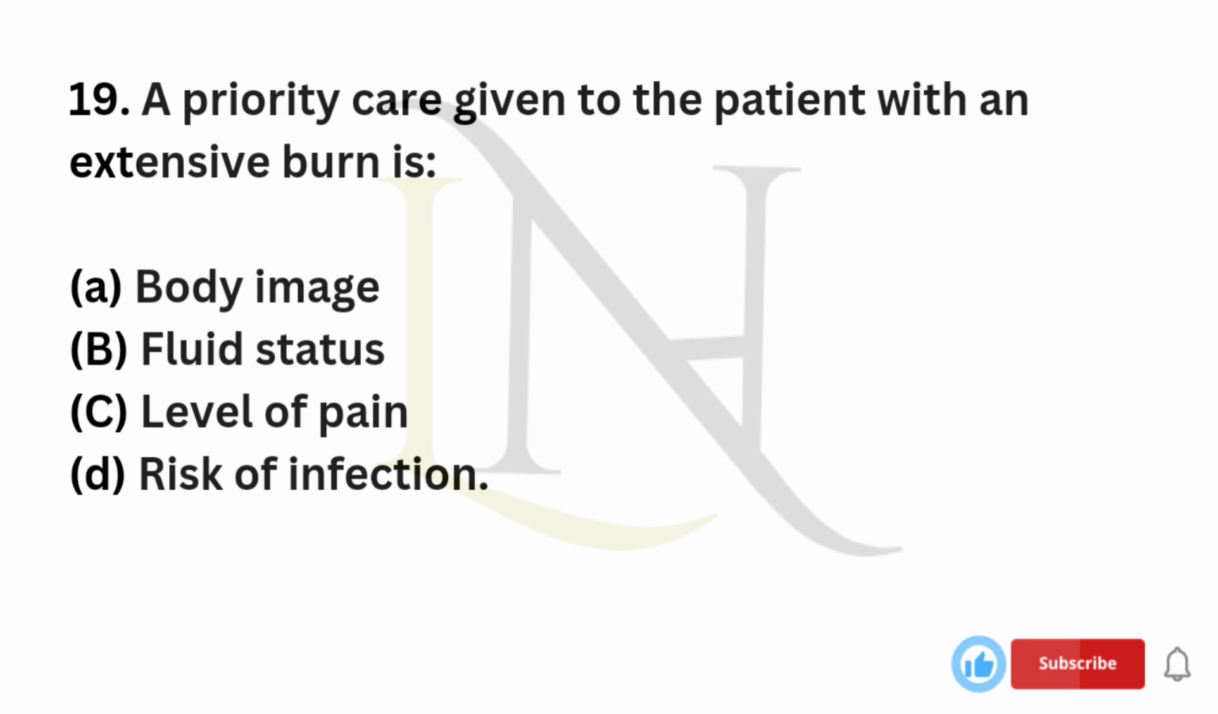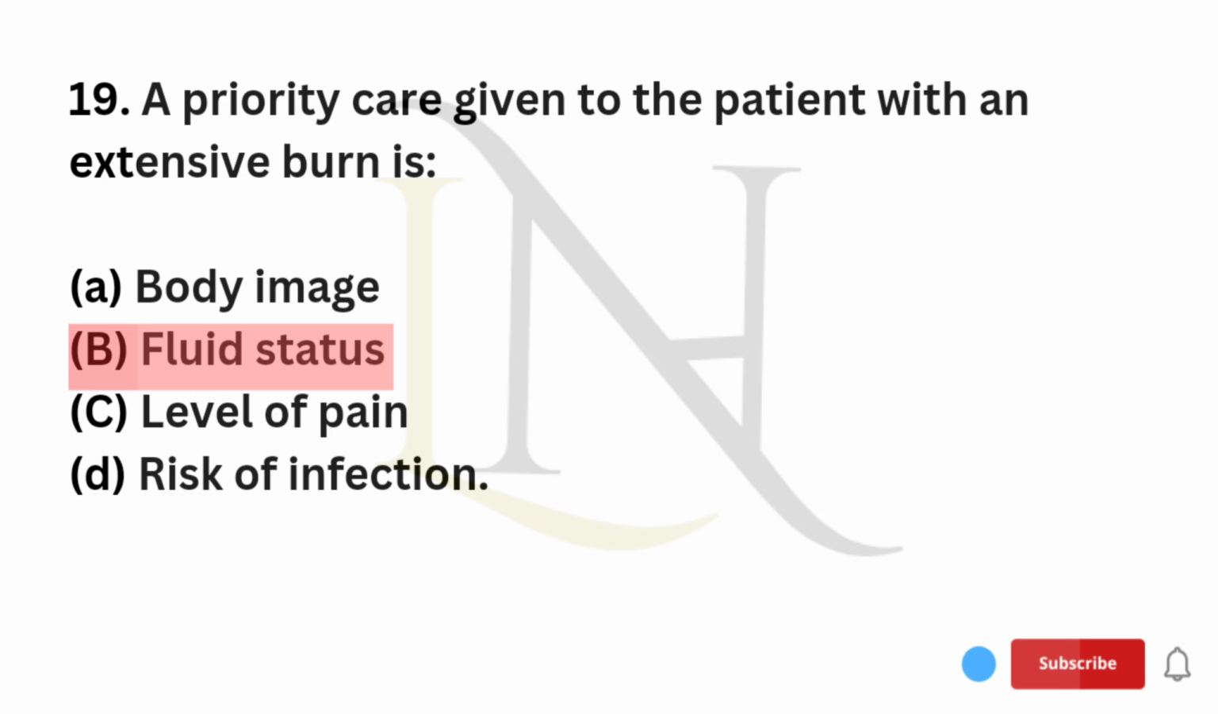Priority care given to the patient with an extensive burn is option A body image, option B fluid status, option C level of pain, option D risk of infection. Answer is option B. Fluid status is first priority in burn patient.